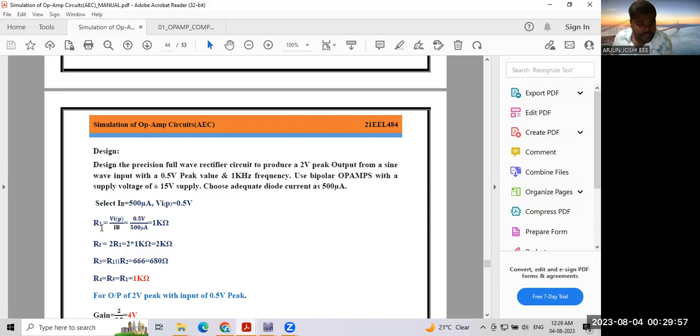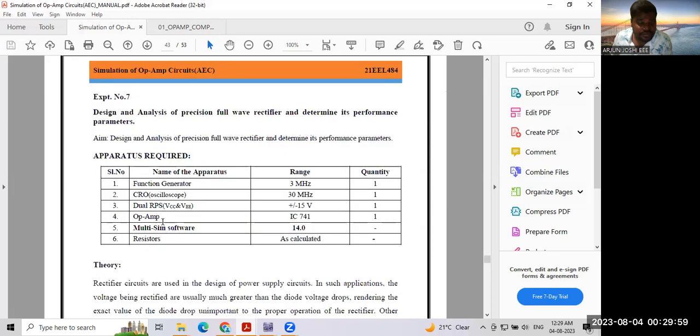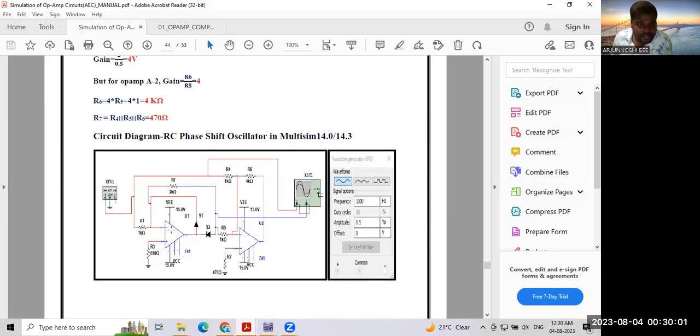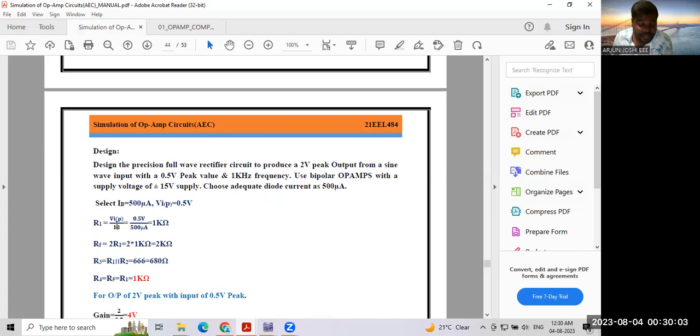Now what is the formula for R1? How can I find R1? R1 is directly from the V by I formula. V is 0.5, IB is 500 microampere, so 1 kilo ohm is going to come. RF, we know, R2 is nothing but 2 R1. 2 into R1 value 1 is equal to 2 kilo. R3 is nothing but R1 parallel R2, that is nothing but 666. You can take 680 ohm. R4, R5, R1 is equal to 1 kilo ohm.